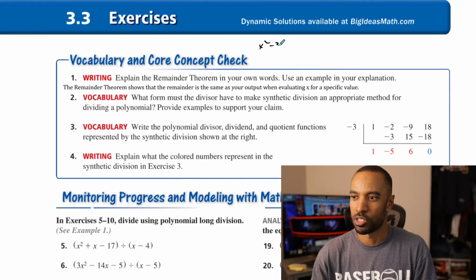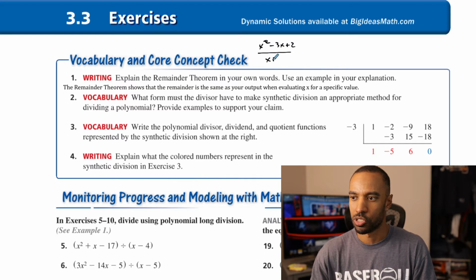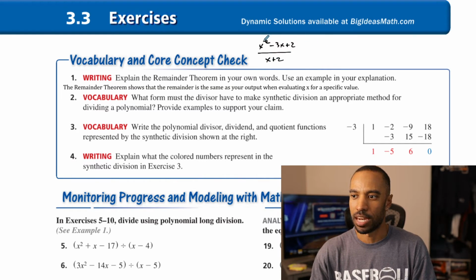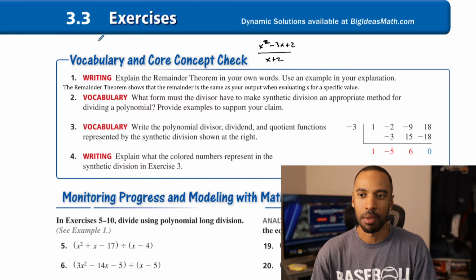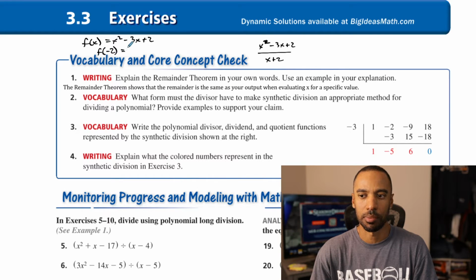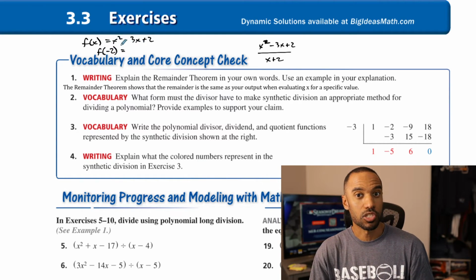x squared minus 3x plus 2 as my example here, divided by x plus 2, like that. If I use synthetic division, they're saying, hey, here's your function, x squared minus 3x plus 2, and tell me what f of negative 2 is. Okay, I can substitute, let me show you this first.